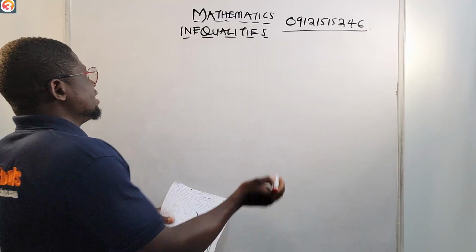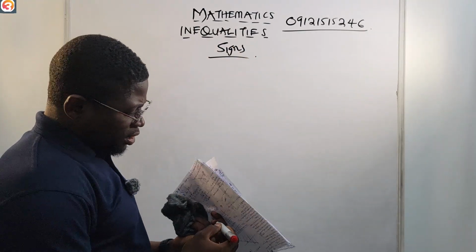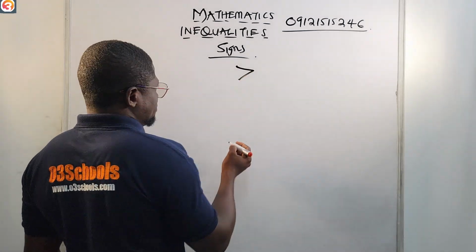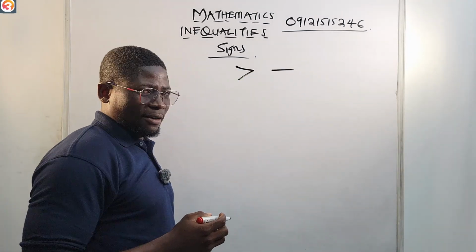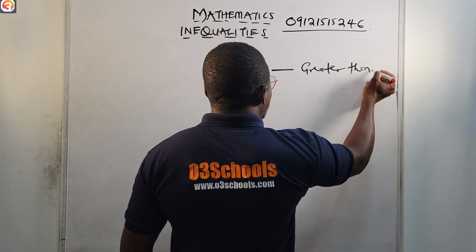All right, so that is that. Let us look at inequality signs, the signs that we use when it comes to inequality. The first one we'll look at is greater than. This one that goes like this is what's called greater than.